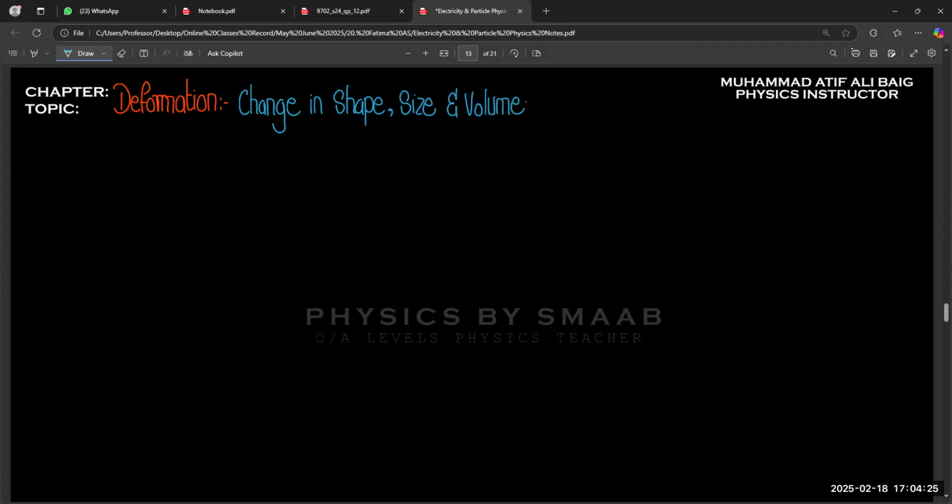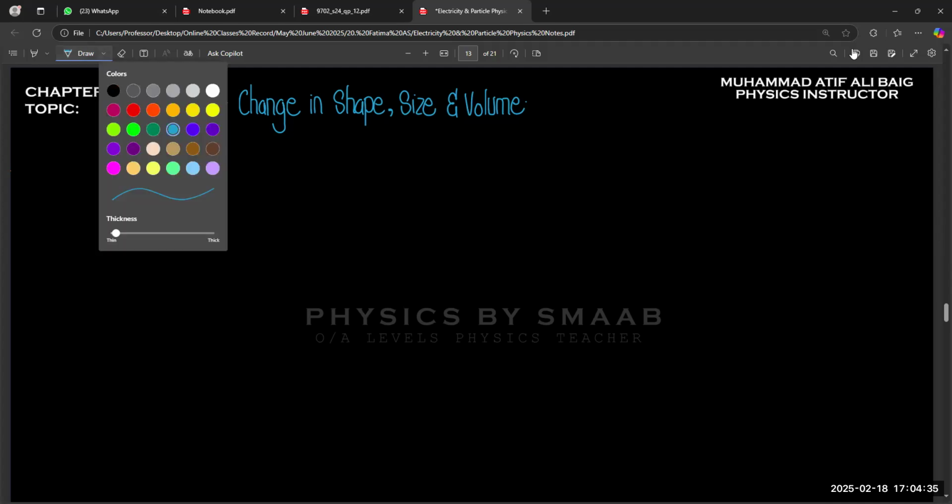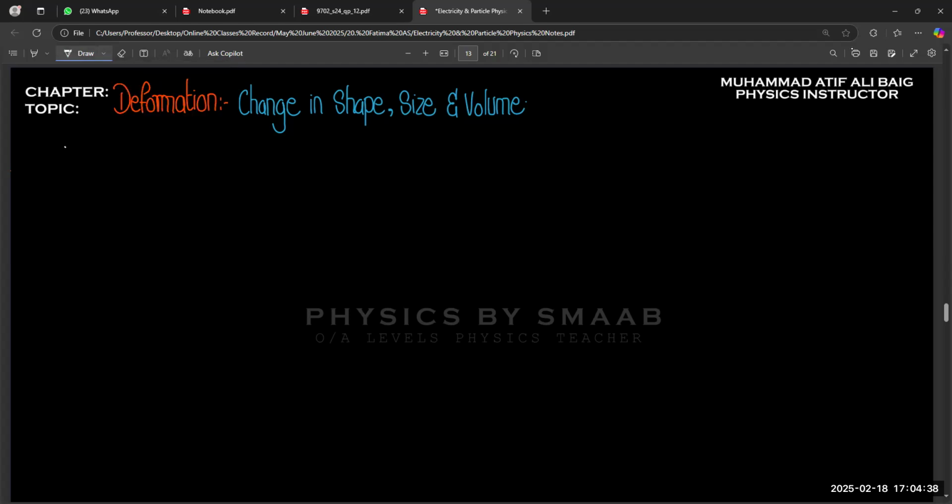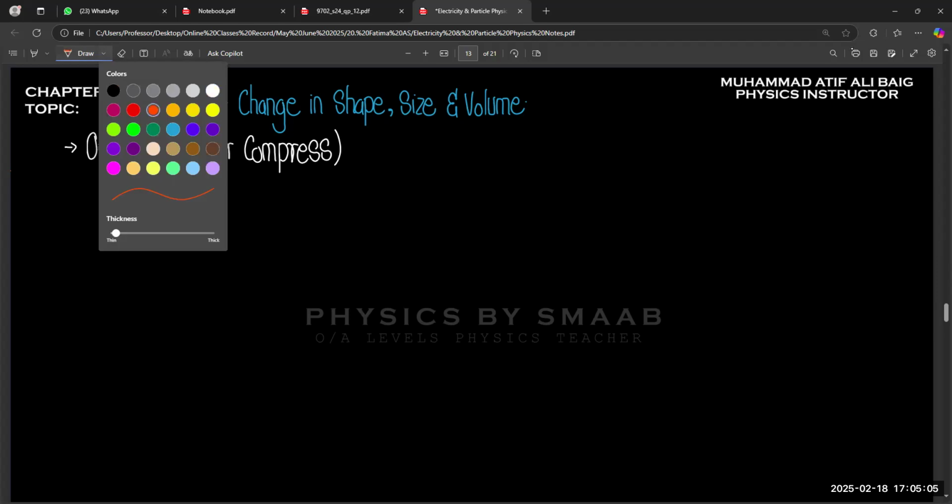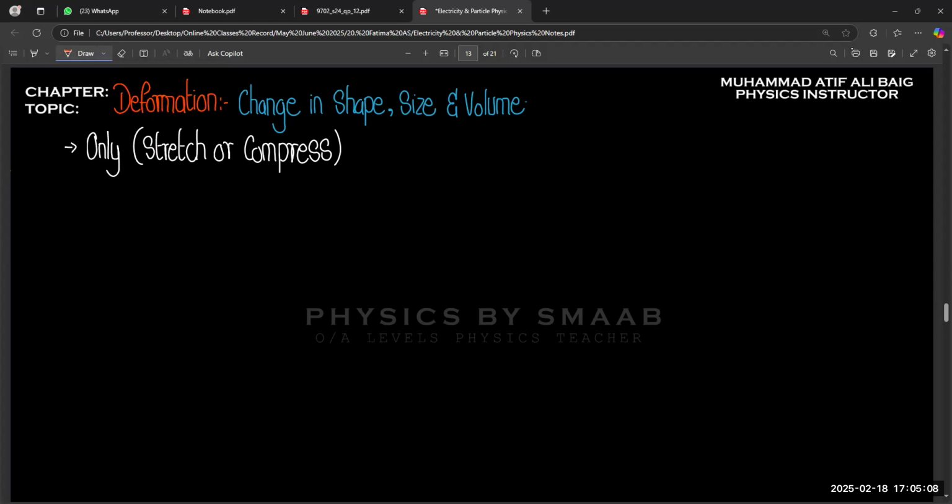So whatever type of change we want to show can be shown with the help of deformation. And we are only asking about stretching or compression in the body. Stretch or compress, this is the main theme of the chapter. From the previous syllabus, we know that there is Hooke's law in which we use load and extension.